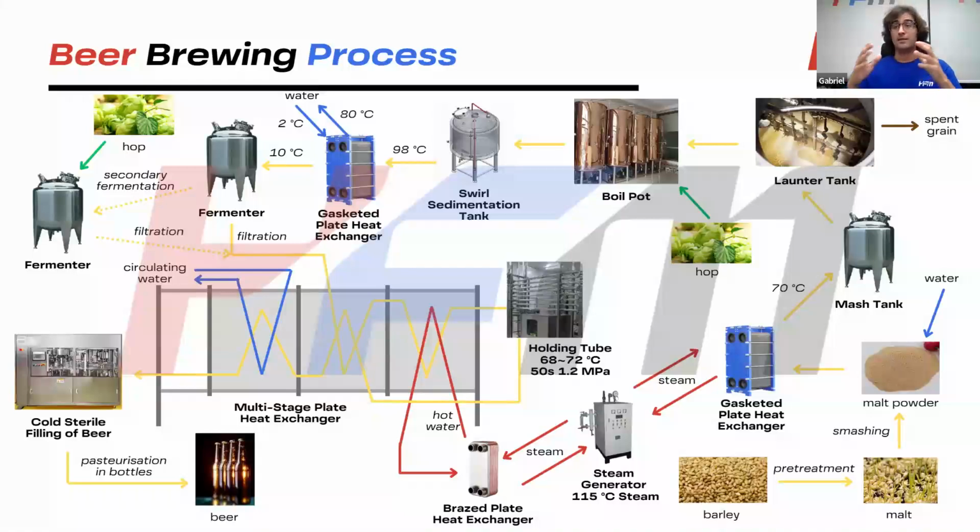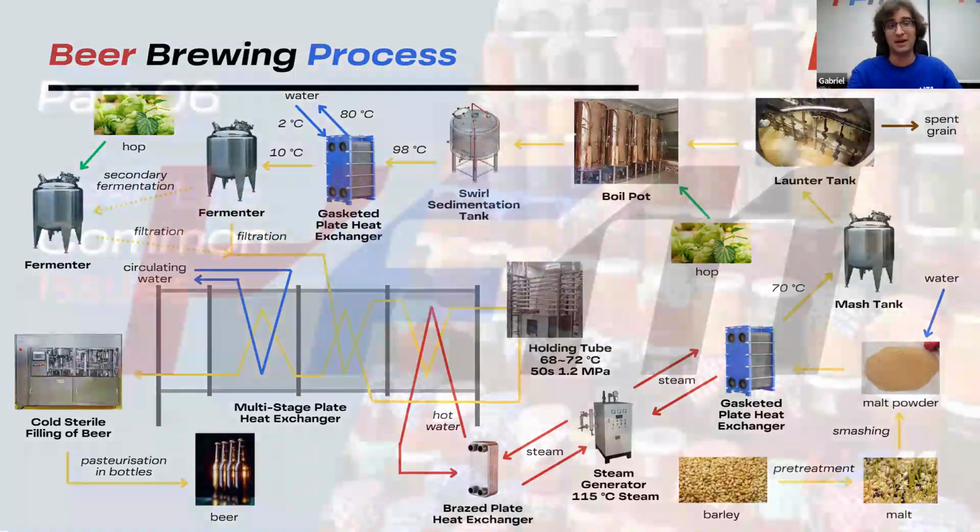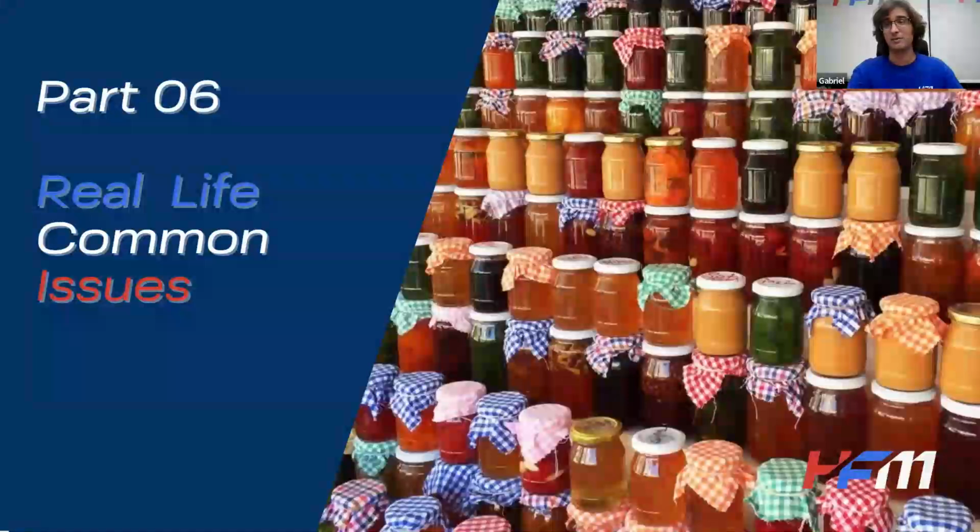So this is the ideal wort. But the problem with the ideal wort is that it doesn't exist. Okay, let me explain it better. We are going to face real life common issues. We need to be aware of these issues so that we can prevent them and fix them when they happen.